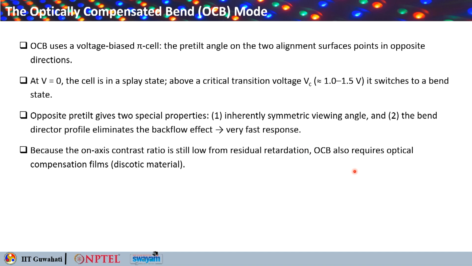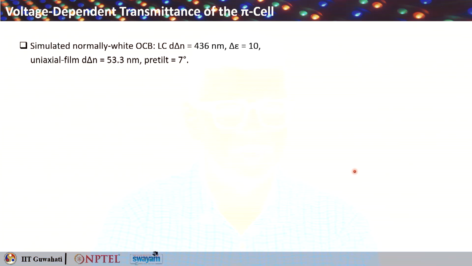Now, only one weakness remains here, as I mentioned: the on-axis contrast ratio is still relatively low because of the residual retardation in the pi cell even at high applied voltage. So real OCB panels still need a dedicated optical compensation film, which we'll be seeing now.